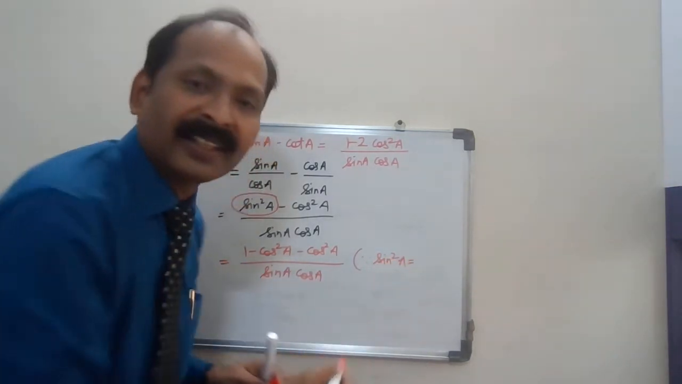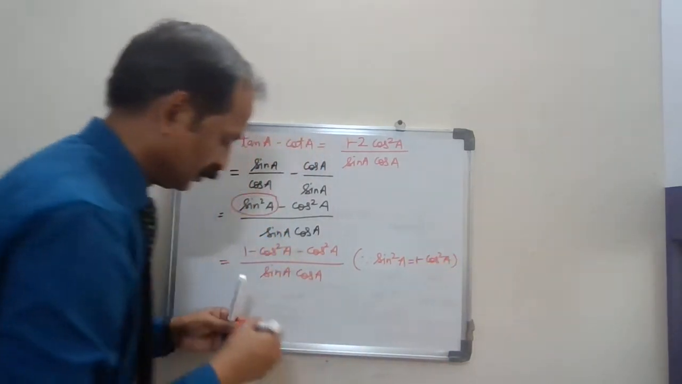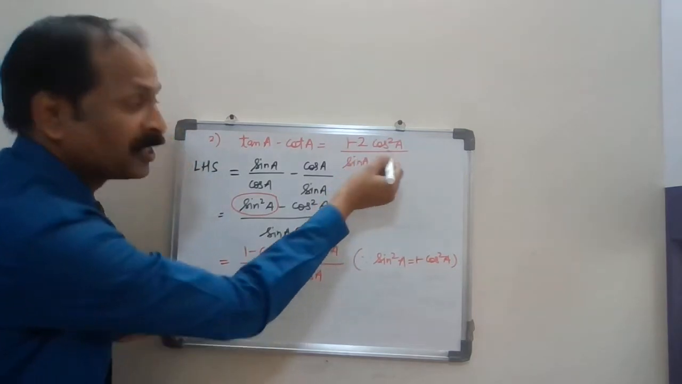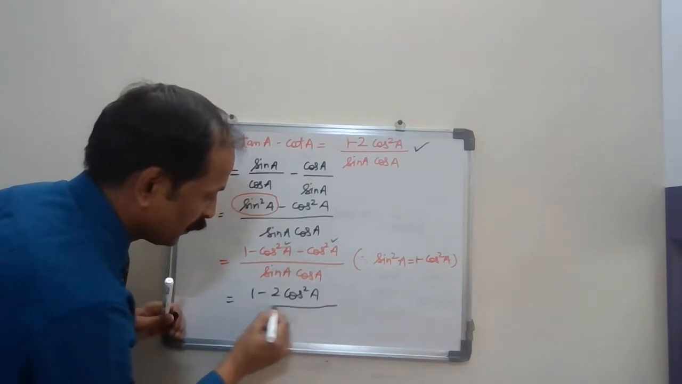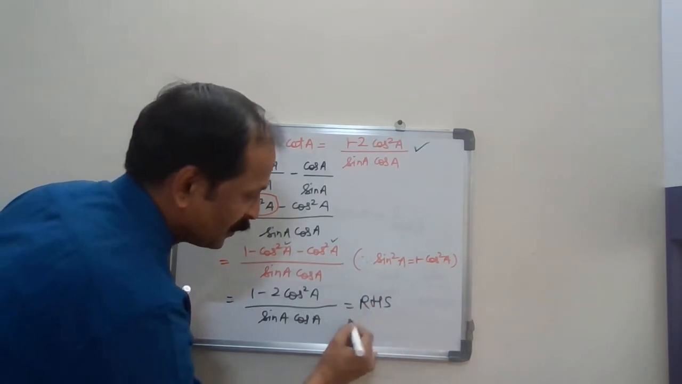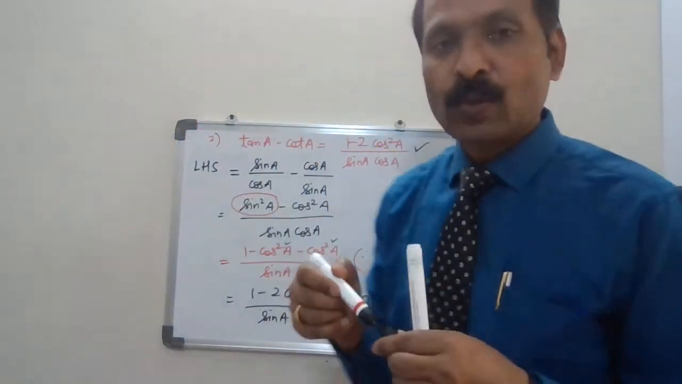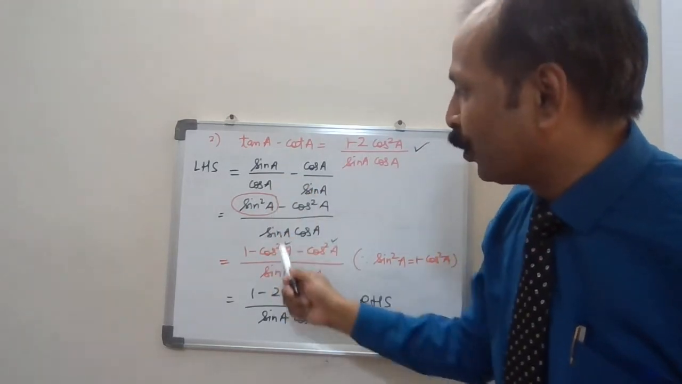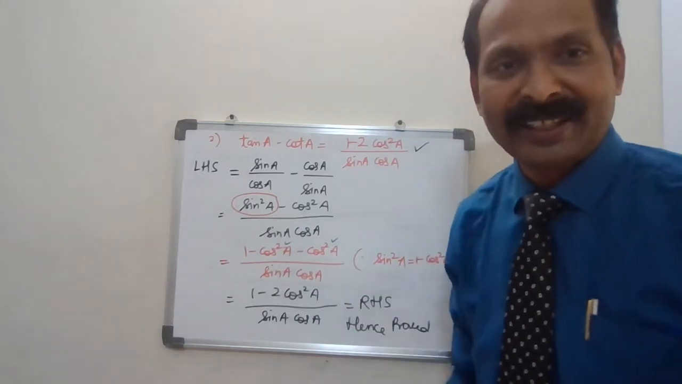Please make a habit of writing reasons. So these are like terms, they can be added, and you have achieved your target. 1 minus 2 cos square A upon sine cos, which is your RHS. Hence proved. Clear? So what I did here, I simply changed tan and cot into sine and cos form. And then as I don't need sine in the numerator, I have changed sine square also into cos square. Done?